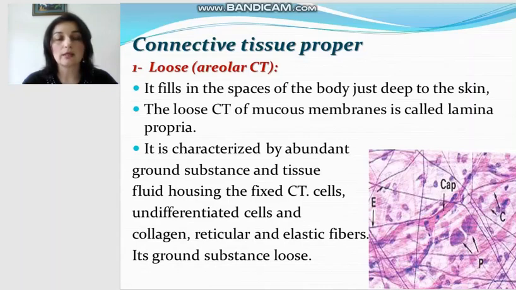Now let's go to the connective tissue proper. Here you are looking at one of its types, that is a loose connective tissue. It's also called areolar connective tissue. It fills the spaces of the body. It's present under the skin, under the mesothelium lining, inside of the internal organs. It's also present under the epithelium of the mucous membranes, which cover our tubular organs. It will form the lamina propria. And it is characterized by abundant ground substance and also tissue fluid. Inside of it, we will find cells and fibers, about which we will talk later.